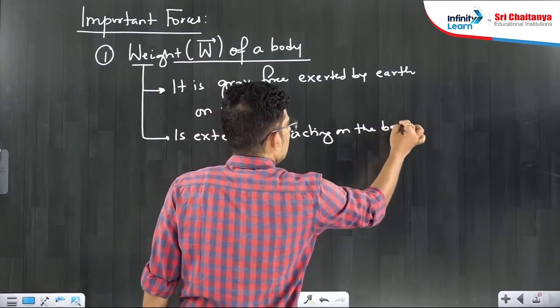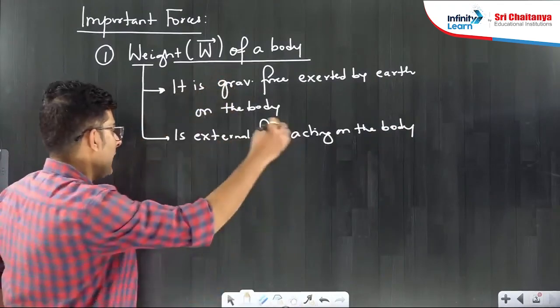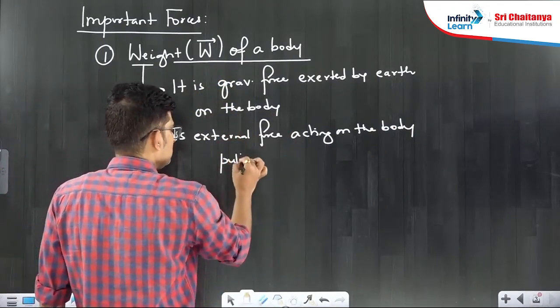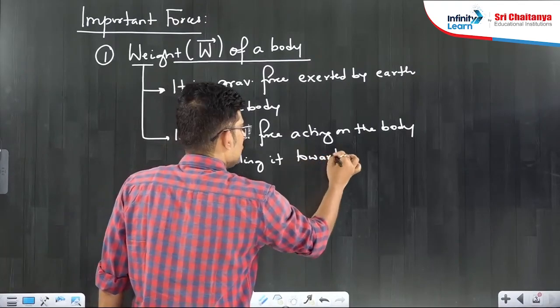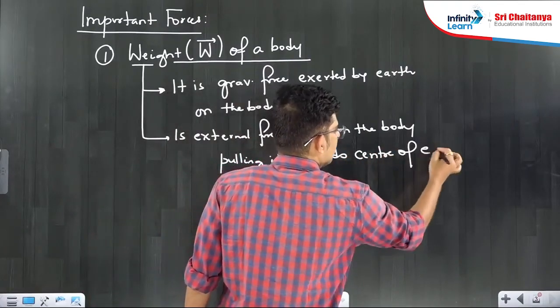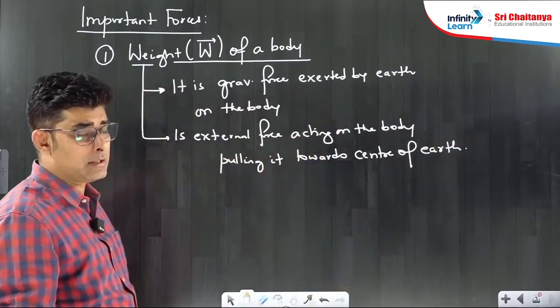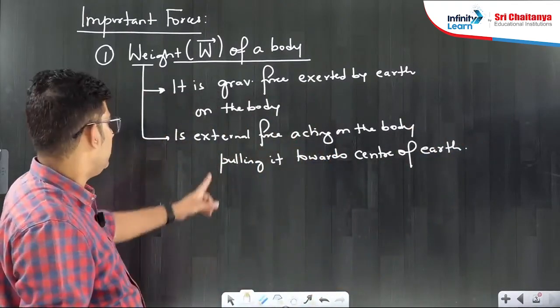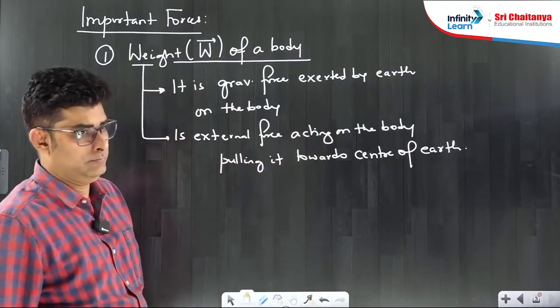acting on the body. This force is an external force acting on the body, and what it does, pulling it towards the center of Earth. I said that it can be for any planet everywhere, but specifically we are talking about Earth because we are on Earth. So it is the external force acting on the body, pulling it towards the center of Earth.